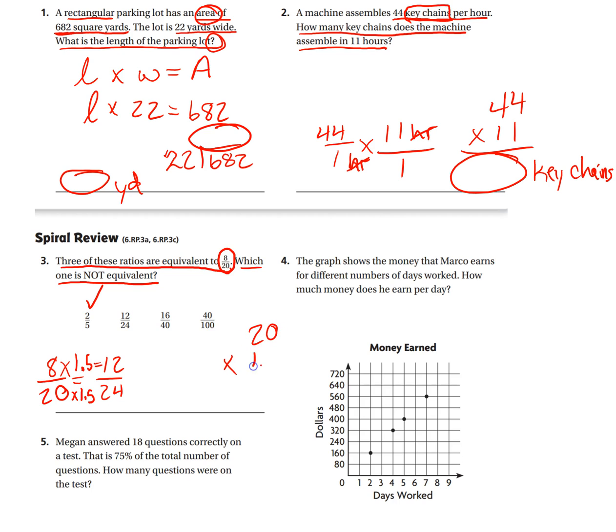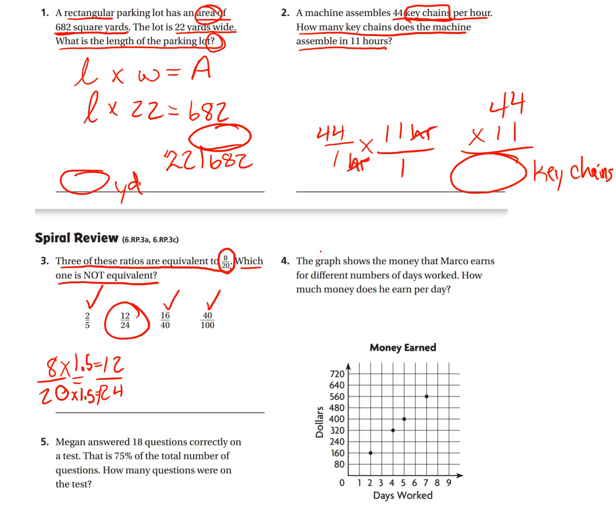20 times 1.5. 5 times 0 is 0. 5 times 2 is 10. Done with the 5. 0 placeholder. 1 times 0 is 0. 1 times 2 is 2. Add that all up. We get, and then we have to move our decimal over 1. This should be 30, and it's 24. So there is our number that is not equivalent. And since I already found the number that's not equivalent, I know just by reading the directions that these two will check out.